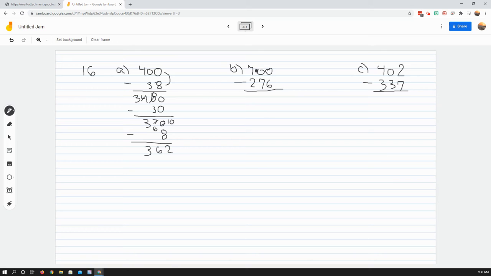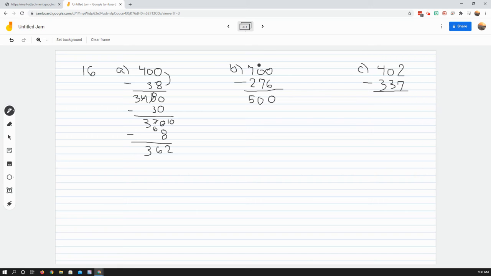Let's do letter B. 700 and I have to take away 276. If I have 7 and I take away 2, I'm going to be left with 5. And because I'm in my hundreds place, it's going to be 500. So let's see. I have 0 and I have to take away 7. I can't, I would have to borrow. If I look at the digits in my ones place, same thing. I have 0 and I have to take away 6. I would have to borrow.